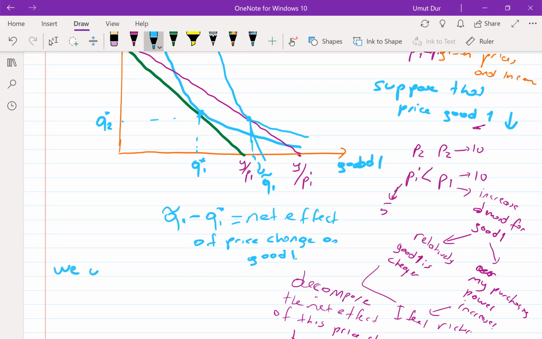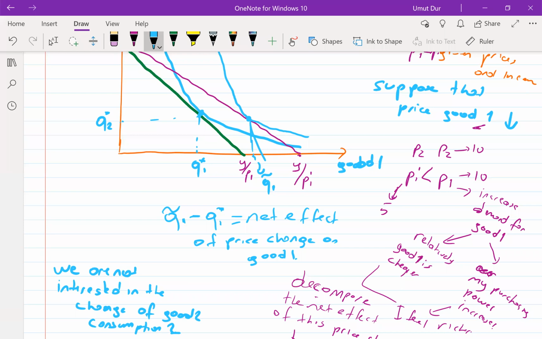So that is important that we are not interested in the change of good two consumption. Here we only care about the change in the good one consumption. Okay, whichever the price changes, increase or decrease, we are just looking for the effect of this change in the price on the consumption of that specific good.